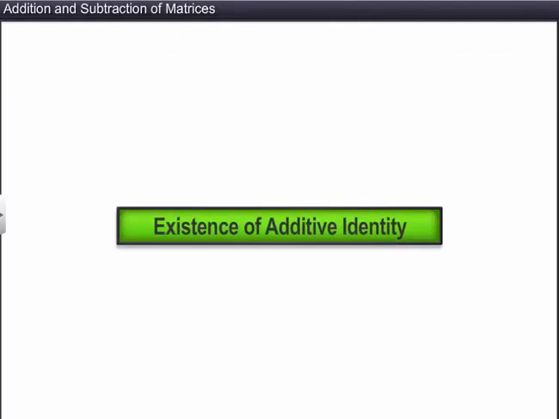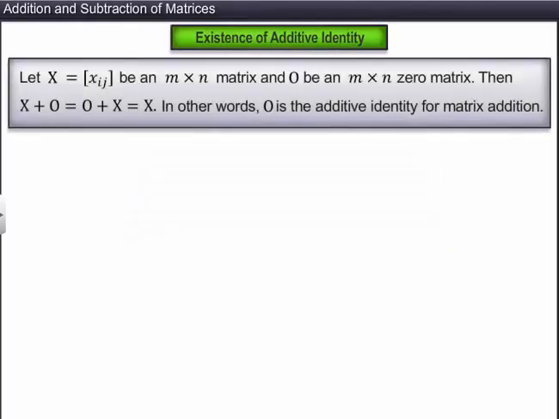An additive identity exists for a given matrix. Let X be an M by N matrix and let O be an M by N zero matrix. Then X plus O is equal to O plus X, which is equal to X. In other words, O is the additive identity for matrix addition. Let's verify the additive identity.